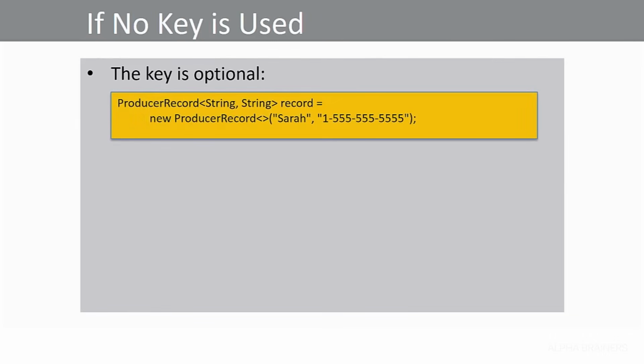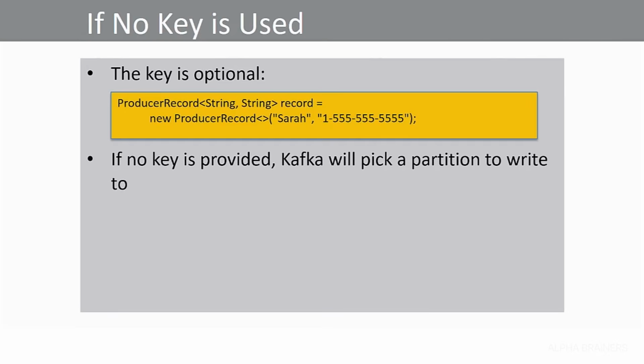So the key is optional. You don't have to use it. You can just give your data, which is the typical key value pairs that you're using to store information. So here I've got a key called Sarah, a value called phone number of 1-555-5555. If no key is provided, then Kafka is going to pick a partition to write to.